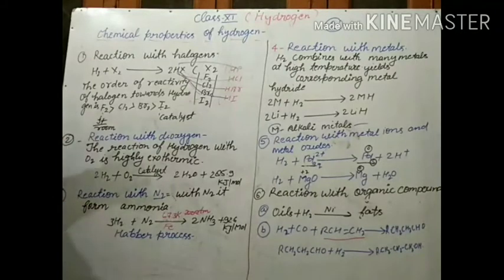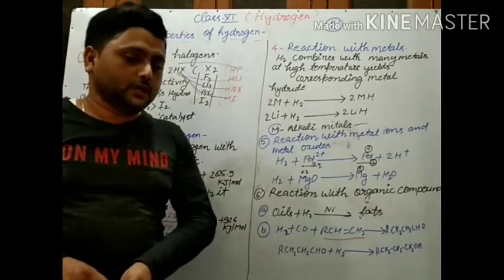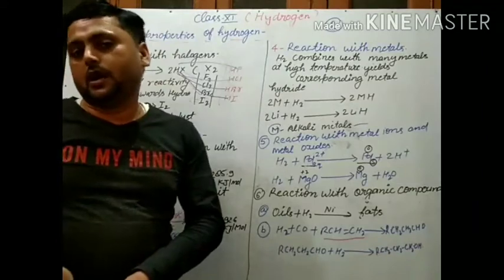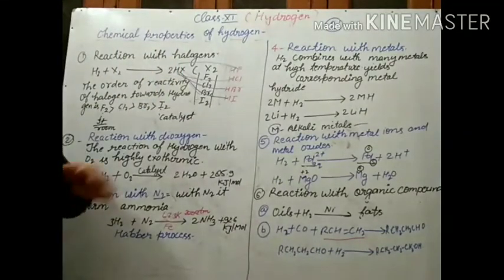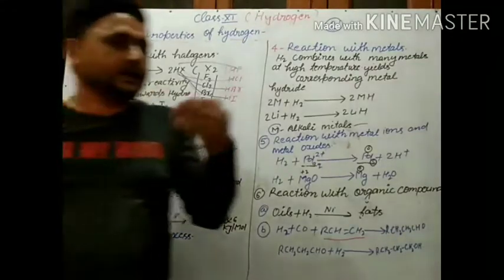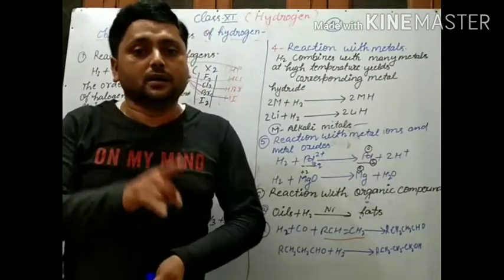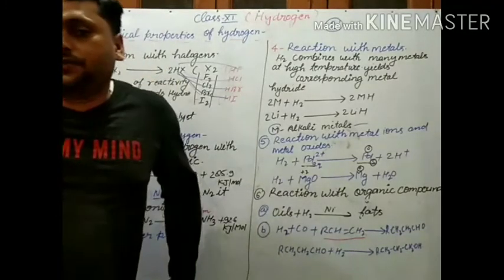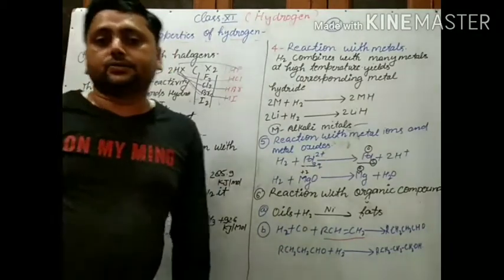First reaction is reaction with halogen. It reacts with halogen and forms hydrogen halide, and the reactivity of the halogens decreases down the group. So if F2 reacts with hydrogen, it will react immediately, but if I2 reacts, it will need a catalyst. Next is reaction with dioxygen. When it reacts with dioxygen, it forms H2O, and this is a highly exothermic reaction.